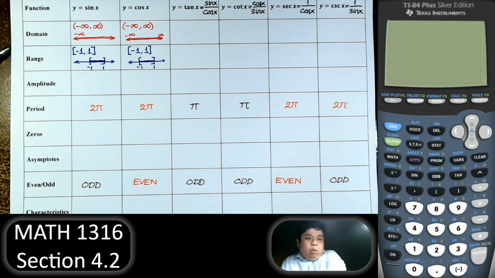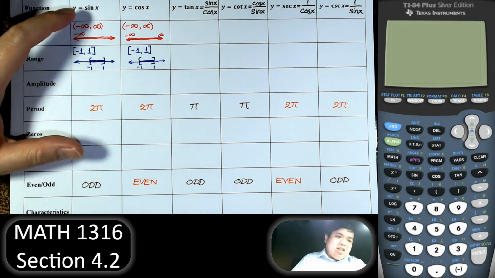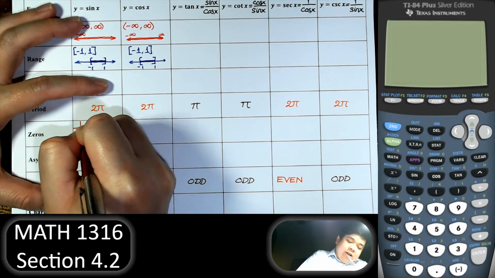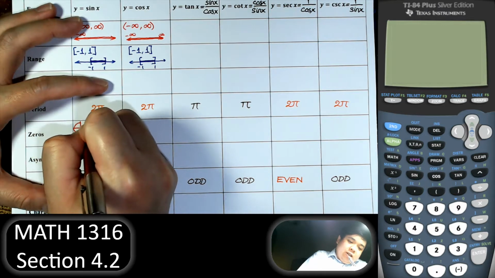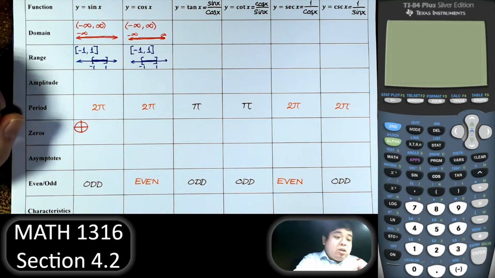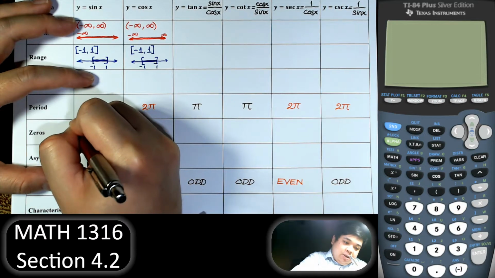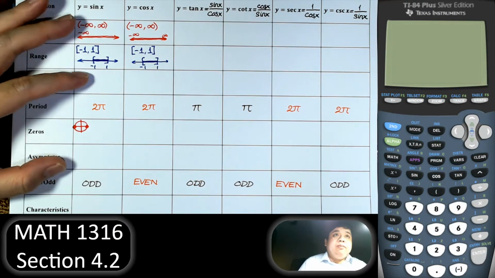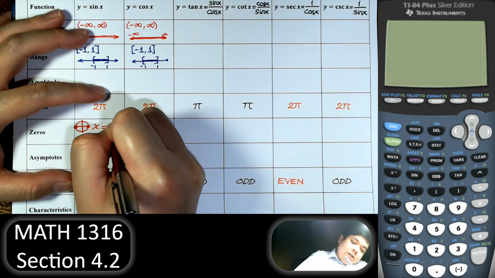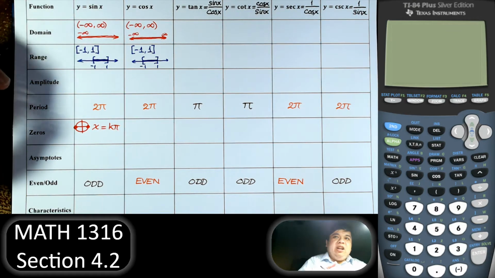Now, the next step we go into is the zeros, which is very important. When sine is equal to 0, if we have a unit circle, sine is the y value. The y value equal to 0 is on the x-axis, so we talk about these values, which are multiples of pi. So 0, pi, 2 pi, 3 pi, negative 2 pi, and so on.